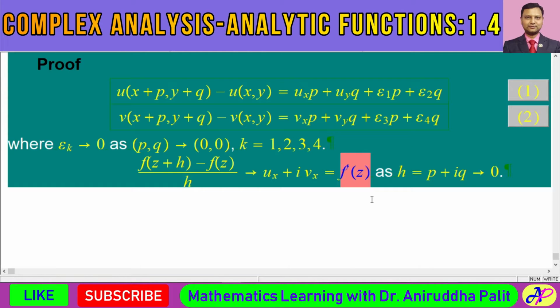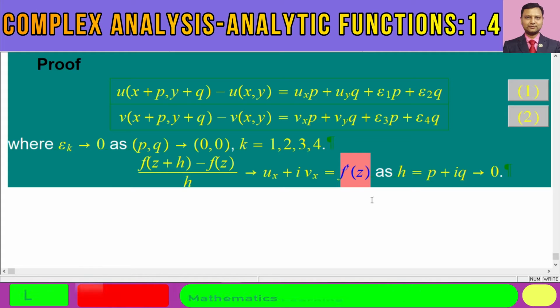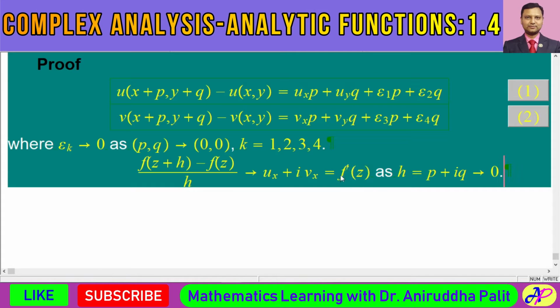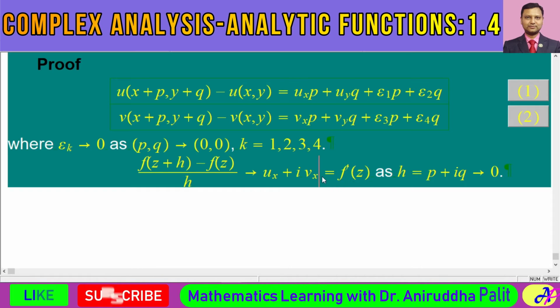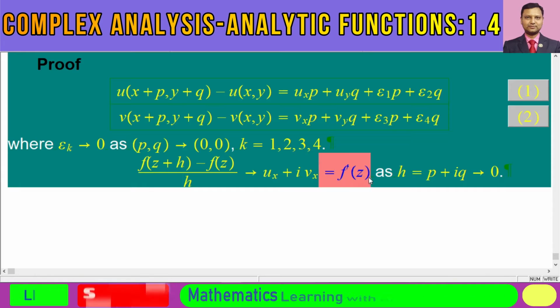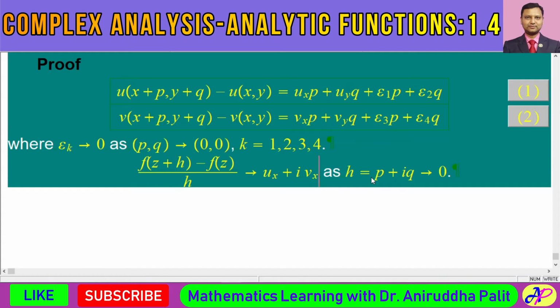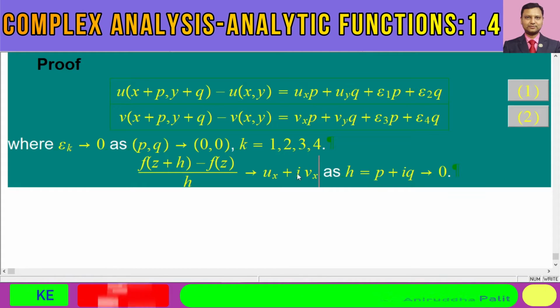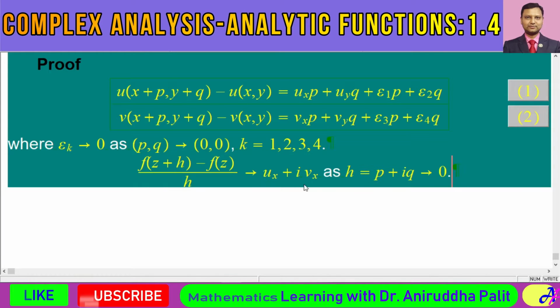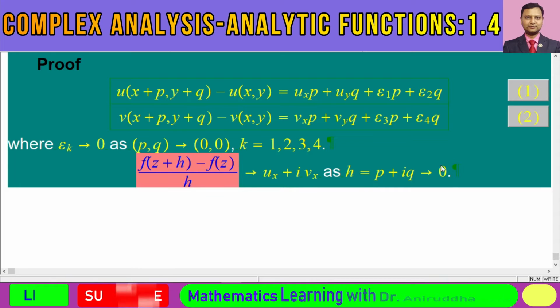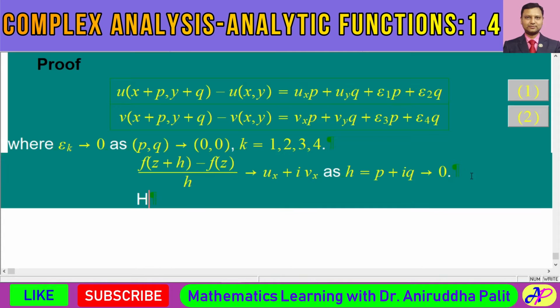If it is possible to show, then we can conclude that the derivative of the function f, that is f dash z, exists, and f dash z is equal to ux plus i into vx. Got it? So we are going to show this much only. Alright, we are going to show this result. So we start with this ratio.